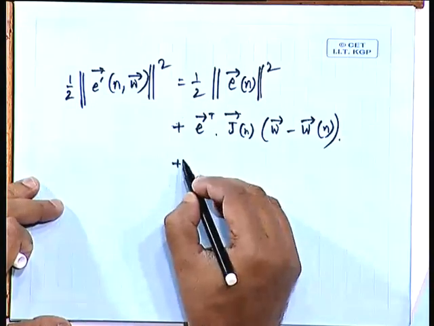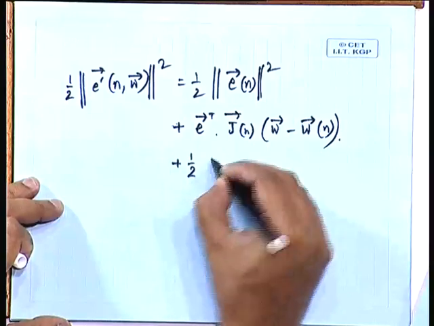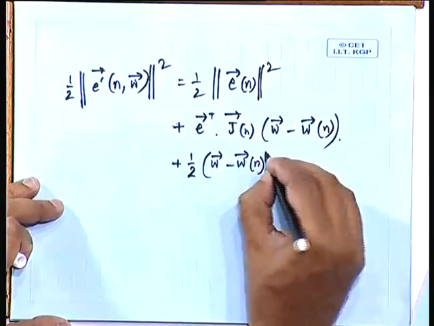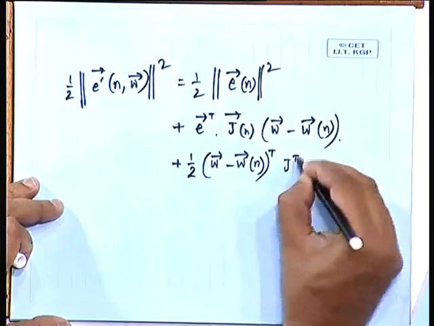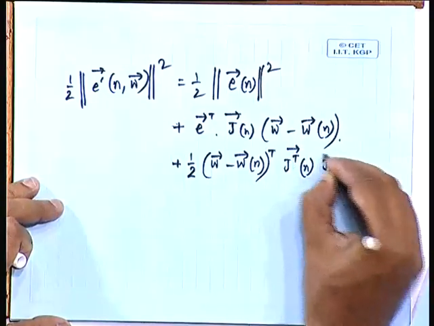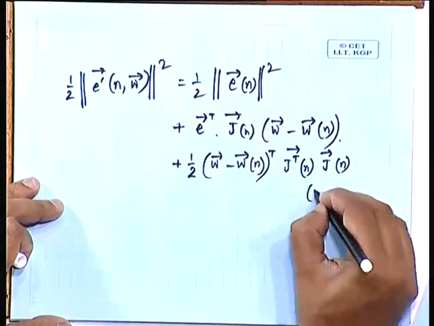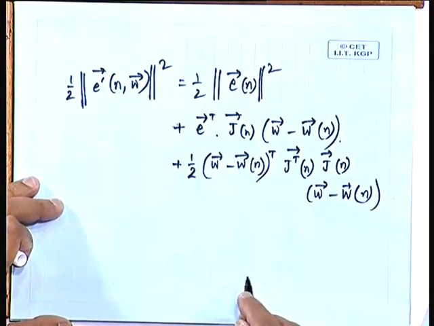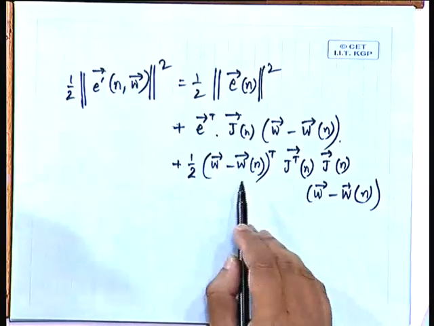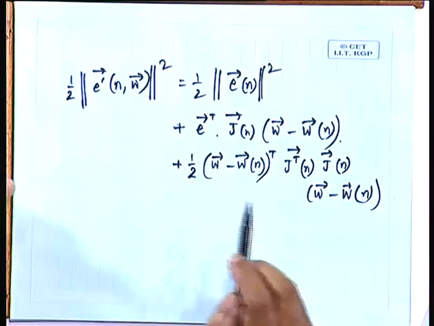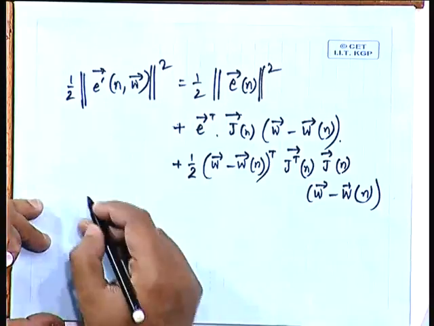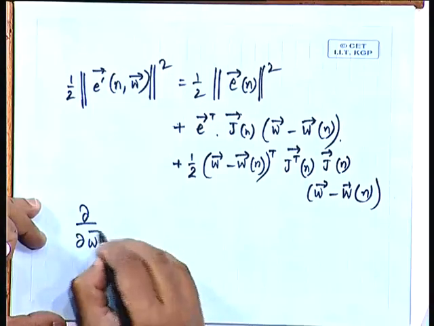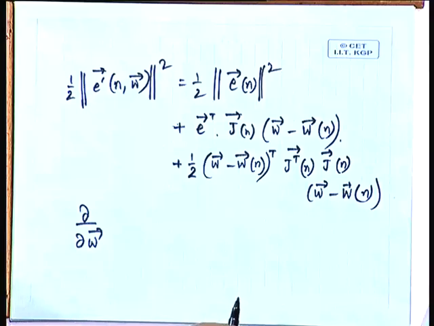And then the B transpose B, in this case, is going to be half of W minus W n, this whole transpose, J transpose n J n, W minus W n, right. So, this is the expression that we are getting for B transpose B. This is the term that we had obtained. Now, this whole thing we are differentiating with respect to W vector. The result is pretty simple.